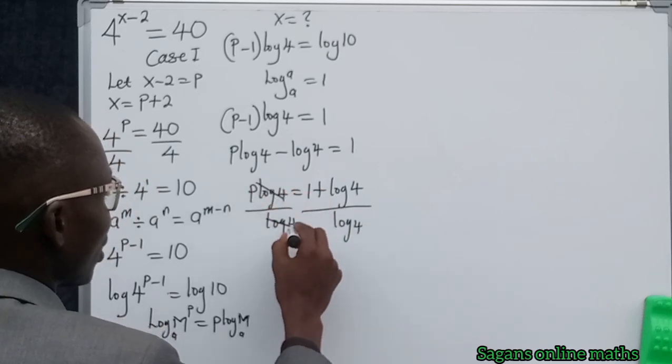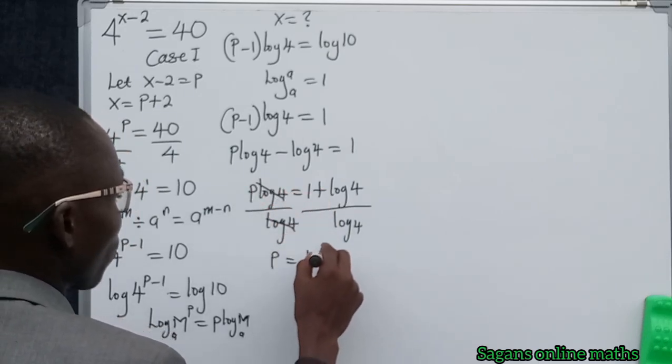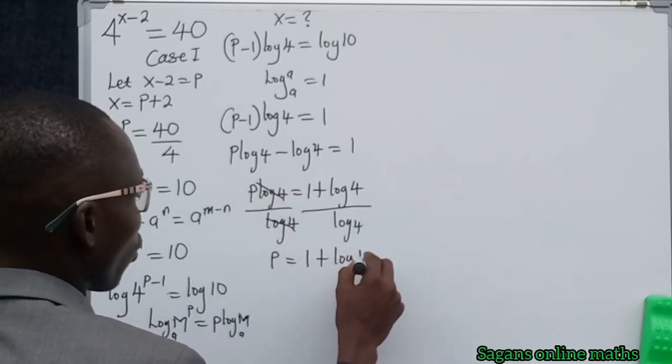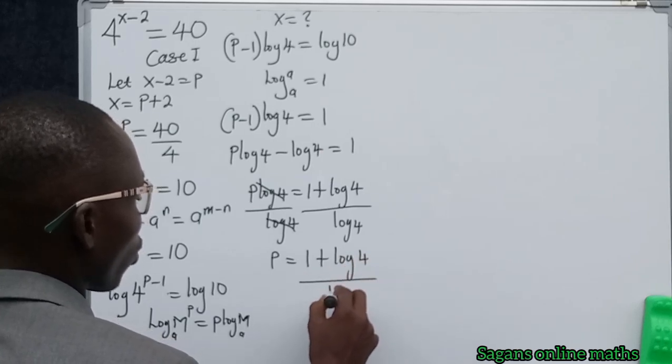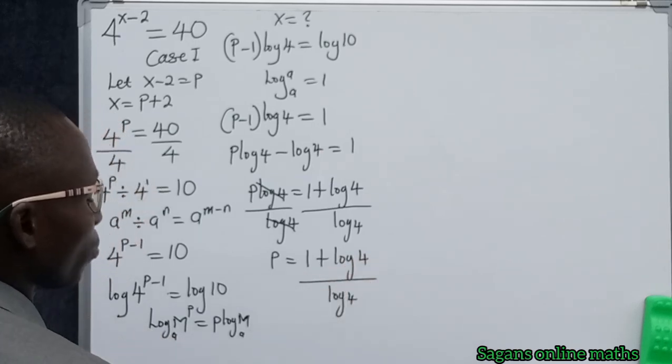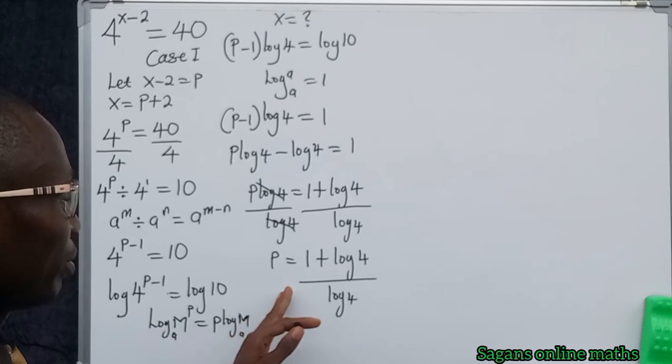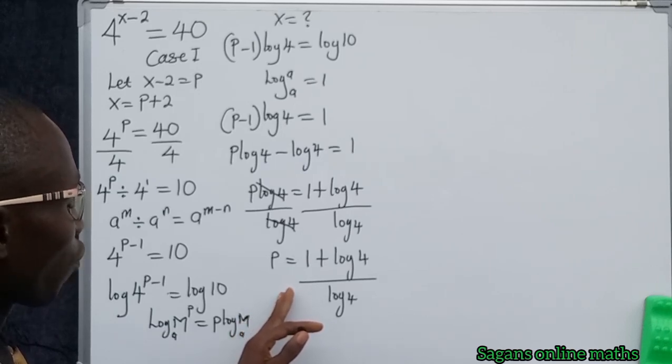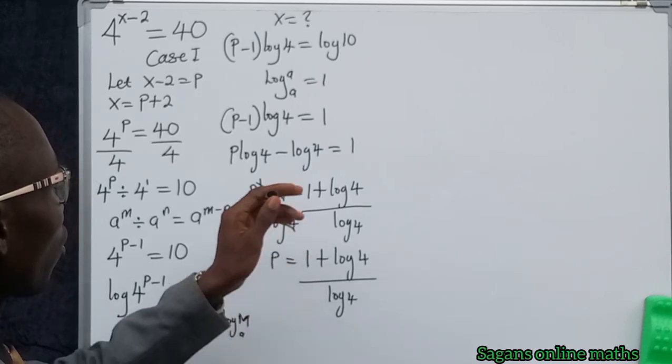Now this will cancel out this. We see that P is equal to 1 plus log 4 divided by log 4, and they are all in base 10. This is the value of P. But remember, we are not asked to solve for P. We are asked what is the value of x.